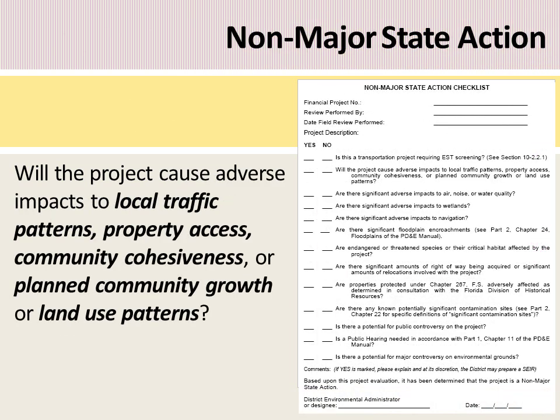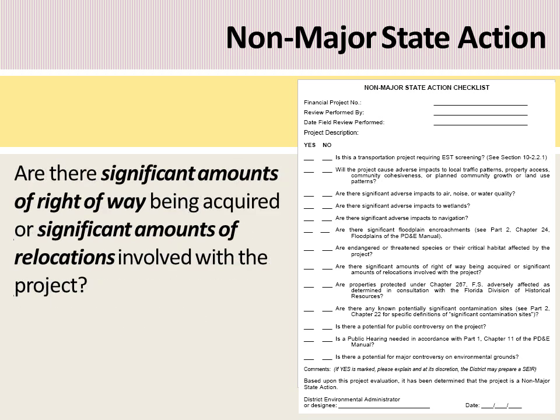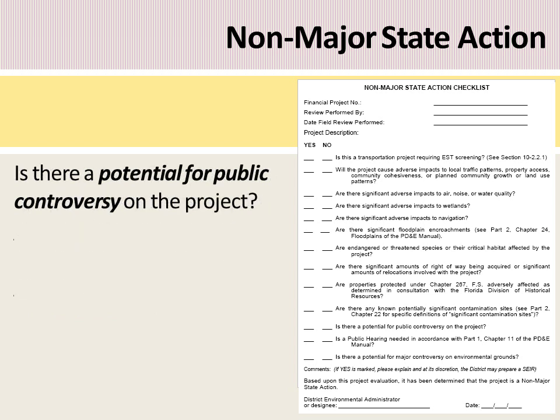For non-major state actions, a similar checklist is used. The checklist has 3 questions pertaining to SCE issues, including is there potential for public controversy on the project. SCE evaluation results are likewise indicated by yes or no checkmarks and documentation in the project file.